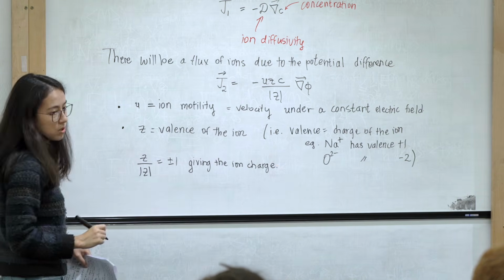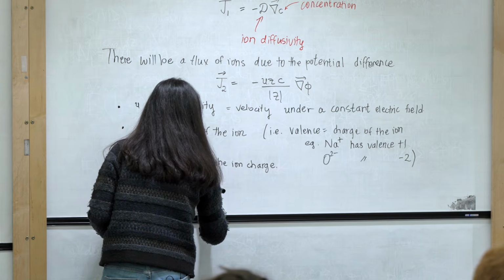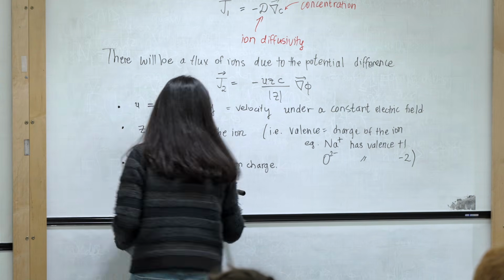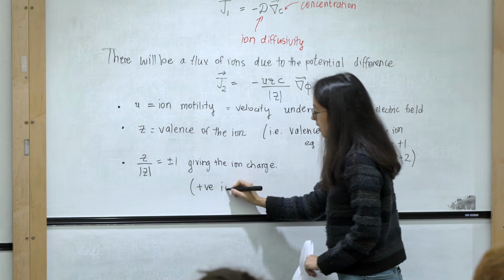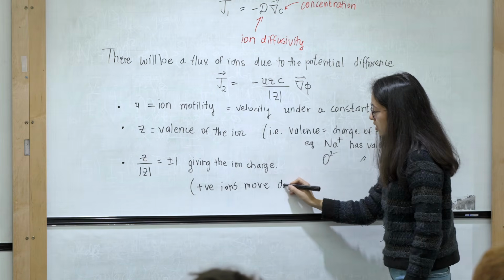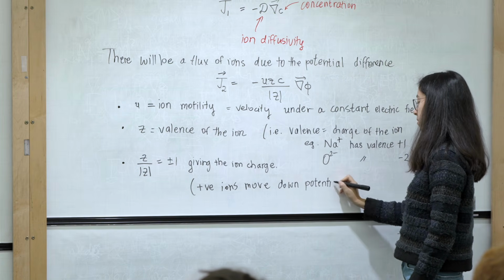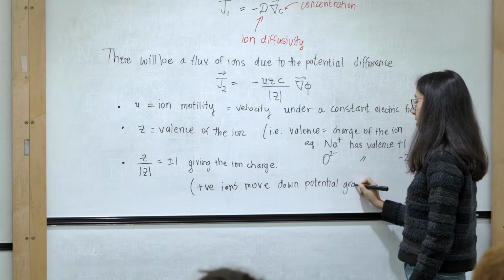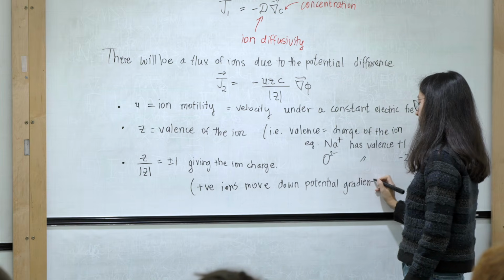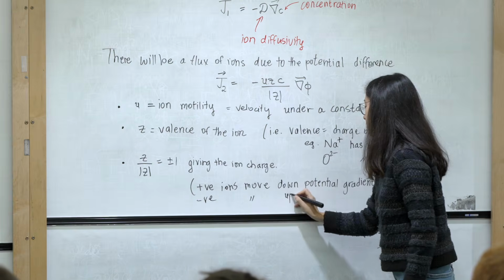And I want to note here for you to know this. If I give you positive ions, so positive ions move down potential gradients. And if you have negative, you can guess it, it is going to move up.